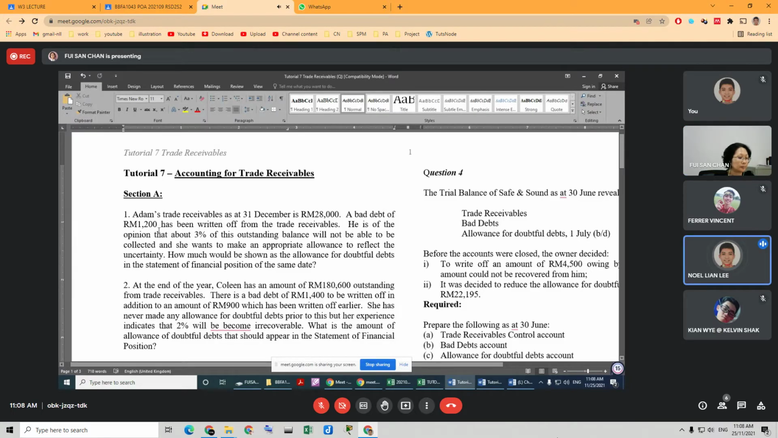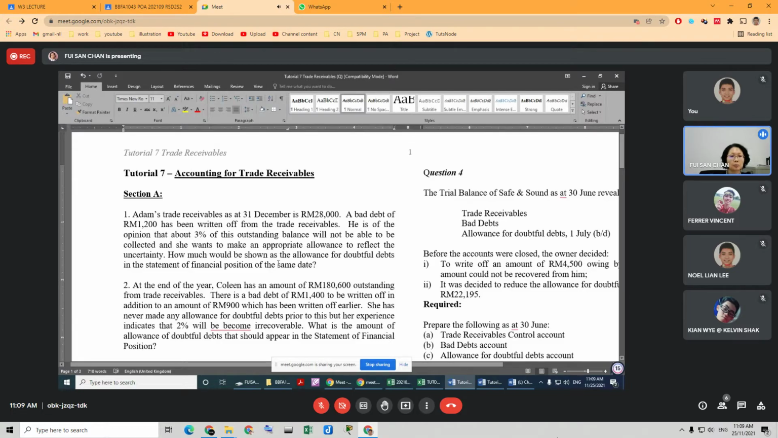Already correct. Yeah, actually already deducted. So he is of the opinion that about 3% of this outstanding balance, this outstanding balance referring to this one now, 28,000, will not be able to be collected, and she wants to make an appropriate allowance to reflect the uncertainty. So now you want to include the 3% allowance for doubtful debts.